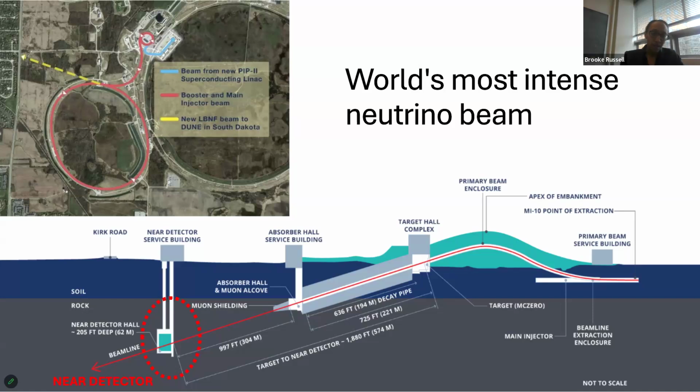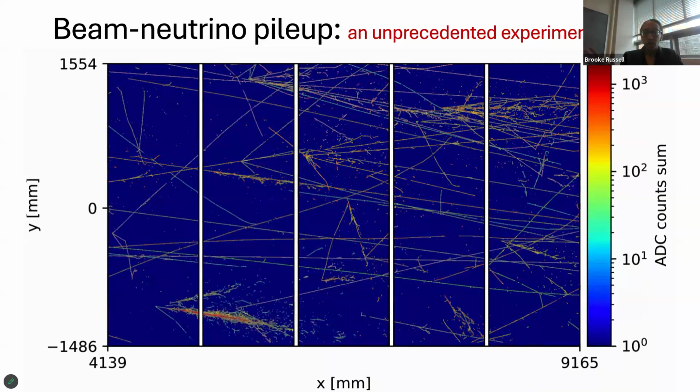And on site, we have a near detector where we measure the flux composition of that beam. And this is where I come in. I showed you the fairly simple topologies and quiet event that we measure at the far detector.